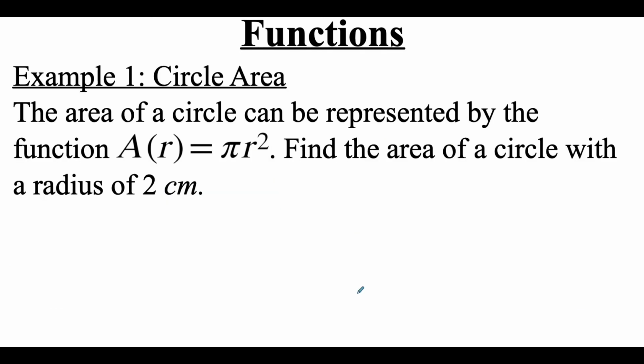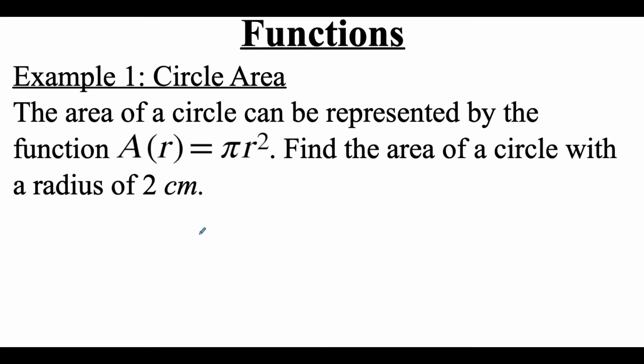Now, a function really takes one value and shows how it relates to another value. So here we're looking at the area of a circle. And the area of a circle can be represented by the function A of r, so the area based on the radius, and that rule for the function is going to be pi r squared. So using this function, if we know a radius length for our circle, we can determine what its area would be. So we're going to find the area for our circle if the radius is 2 centimeters.